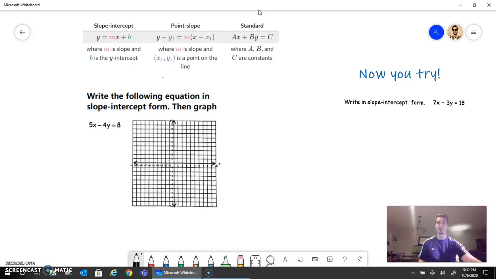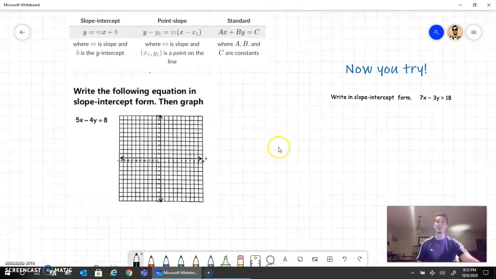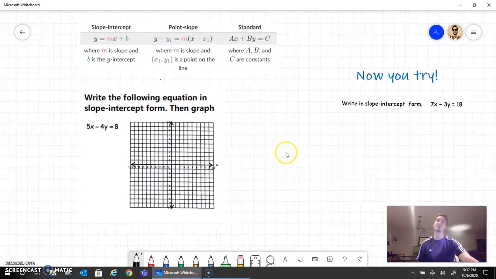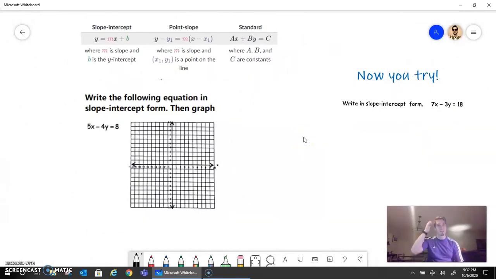All right, so let's go ahead and get started. So this video is not too long. It says write the following equation in slope-intercept form, then graph. It says 5x minus 4y equals 8. It's currently in standard form, so we're just going to rearrange this equation solving for y alone.